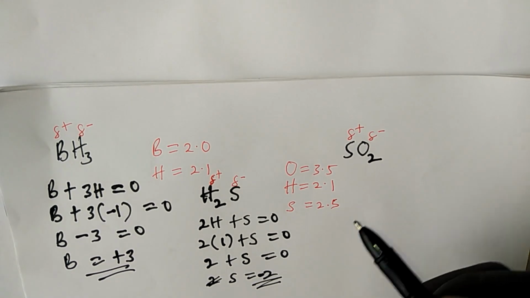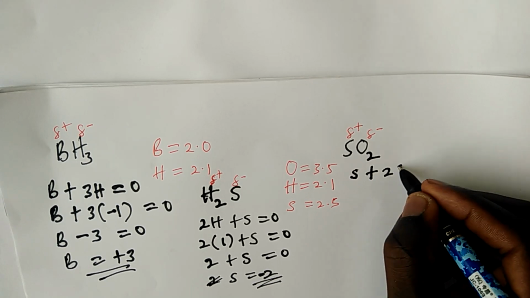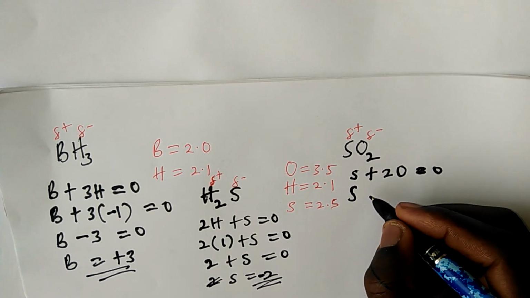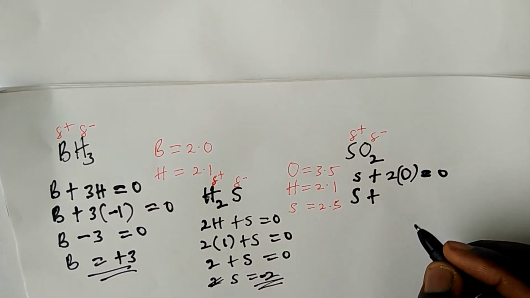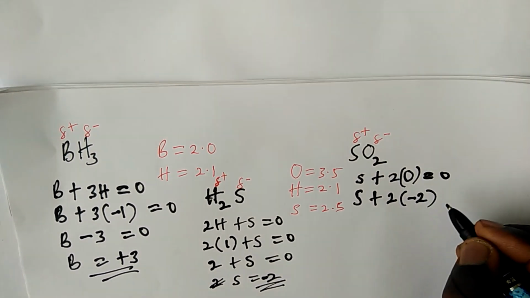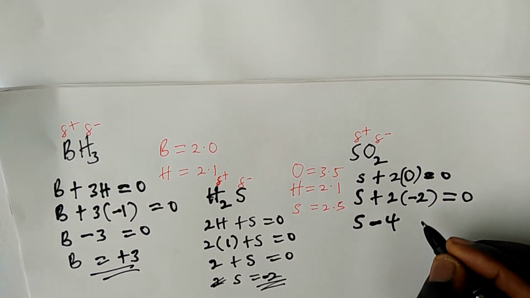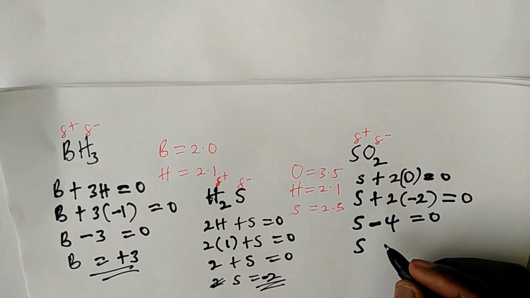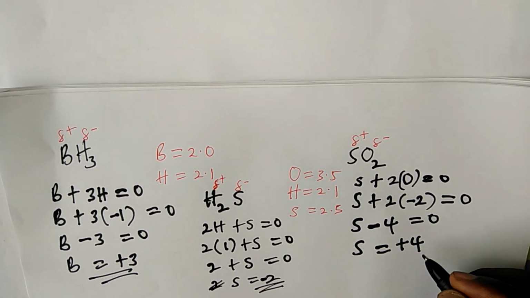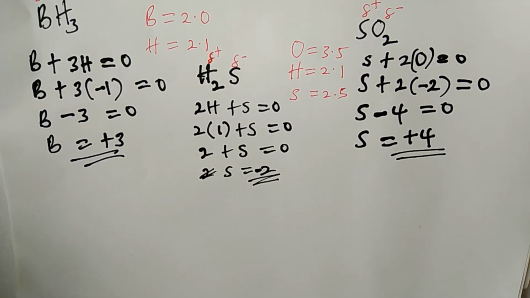Now to calculate for that, we say sulfur plus 2O is equal to 0. Now we say sulfur plus 2 open bracket minus 2 is equal to 0. Sulfur minus 4 is equal to 0. Sulfur is equal to, when you carry this to the other side, plus 4. This is the oxidation number of sulfur in this particular compound.